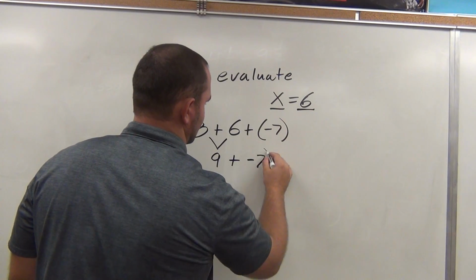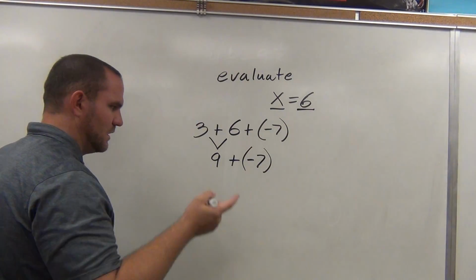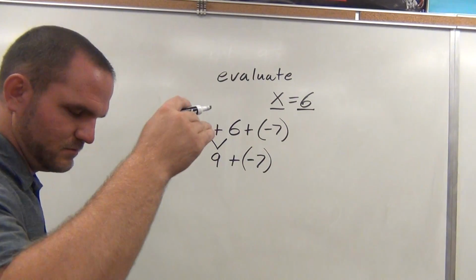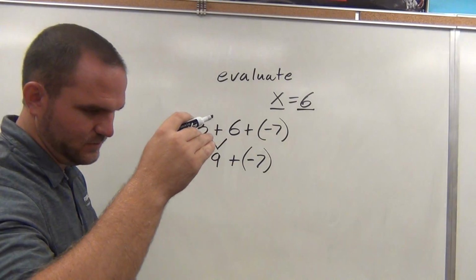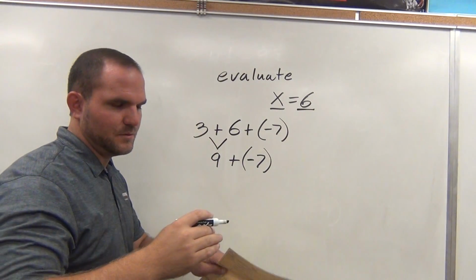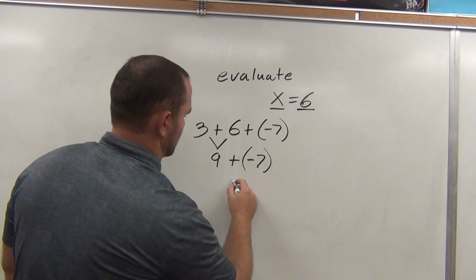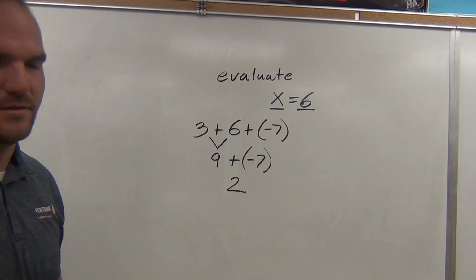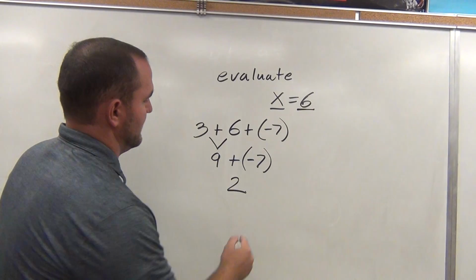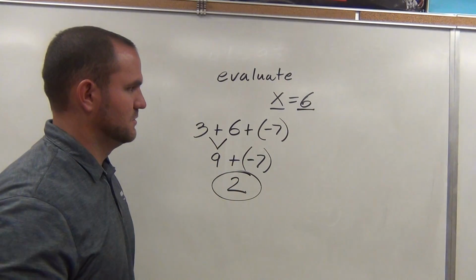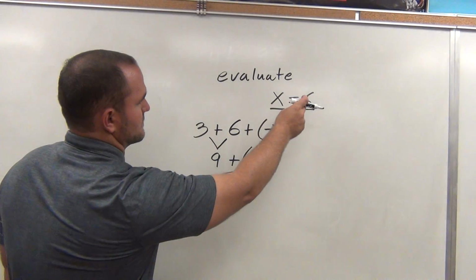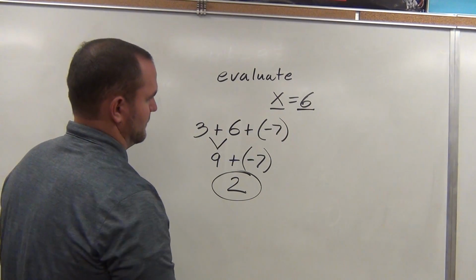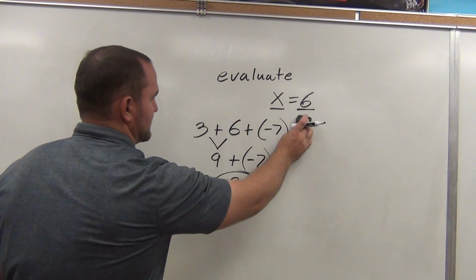Now I have a negative 7 over here. So I have positive 9 and a negative 7. So that means that I'll be moving my 9 down to 2. So that would be a 9 minus 7, basically. All right, so your answer for this first one is 2 when x equals 6. All right, that was a good one. Let's try the second one.